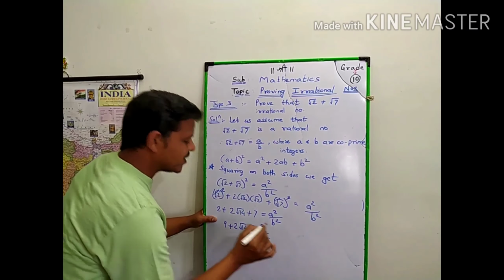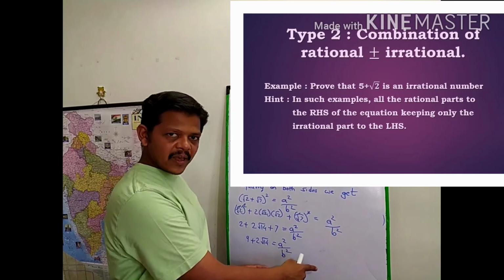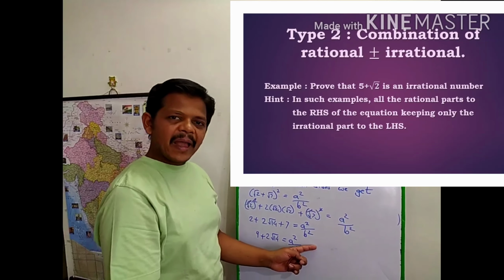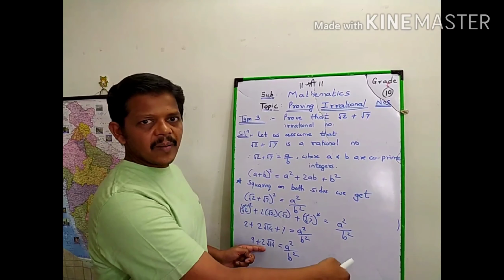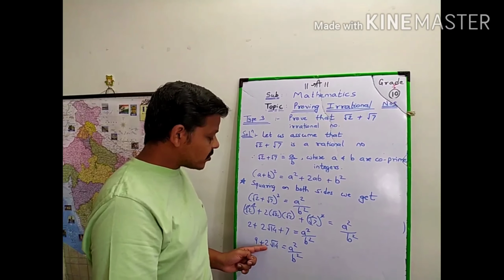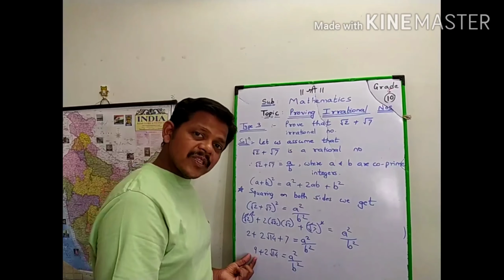And now this is which form? It was type number 2. Rational plus irrational. What to do? Transpose the rational part. So first this 9 will go there. a square upon b square minus 9. Correct? We make the common denominator. And this 2 is multiplied, goes there and becomes divided, because this is also rational. I need to transpose 9.